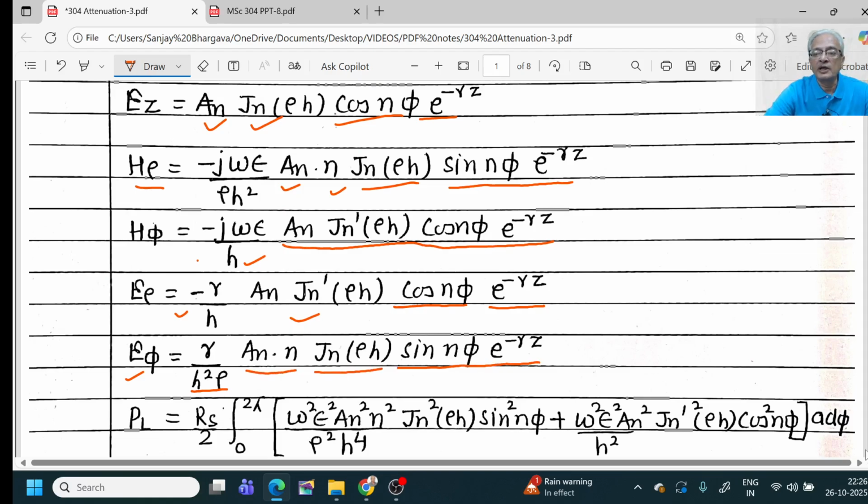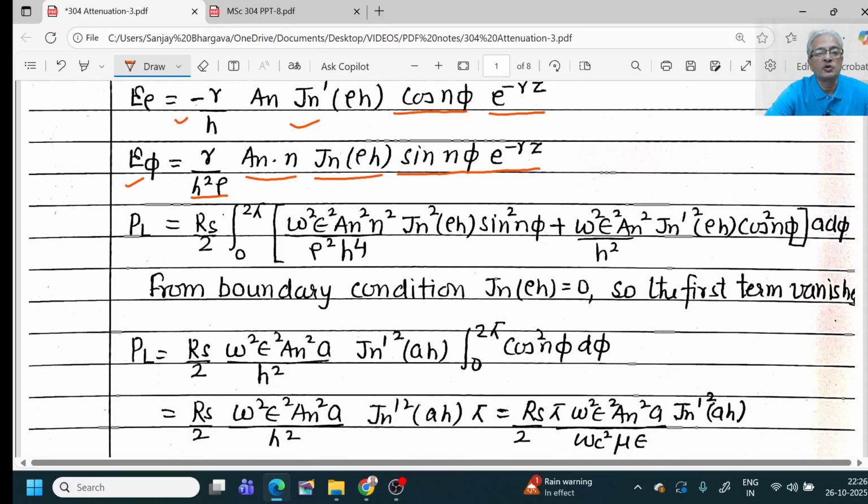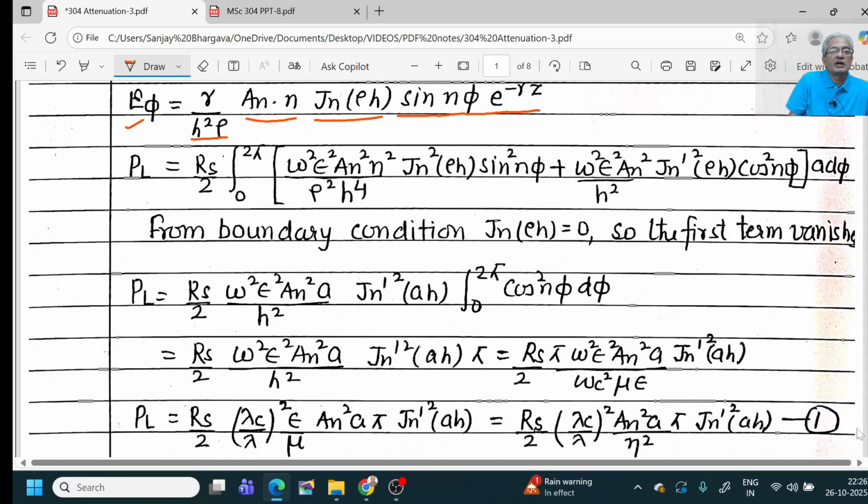Now we need to calculate the power lost per unit length. So power lost per unit length is Rs by 2 integral 0 to 2π of ω²ε² An² n² Jn²(hρ) sin²nφ upon ρ²h⁴ plus ω²ε² An² Jn'²(ha) cos²nφ upon h², a dφ. Now from the boundary condition Jn(ha) is equal to 0, so the first term vanishes. So this first term becomes equal to 0.